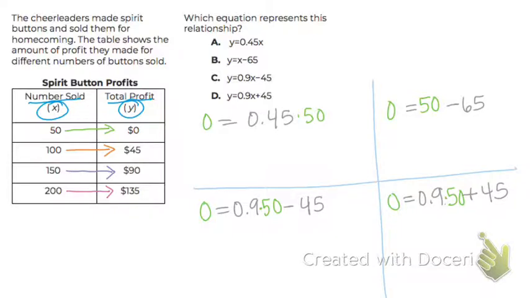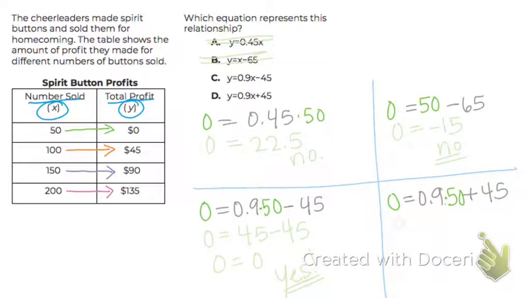So if we look at the first one, we have 0 equals, when we multiply, we get 22.5. That is not true, so we know that the answer is not A. The next one, we get 0 equals negative 15. That is not true, so we know the answer is not B. For the third one, when we multiply, we get 45, and 45 minus 45 is 0. So that one is true. So the answer could be C, but we need to also check D.